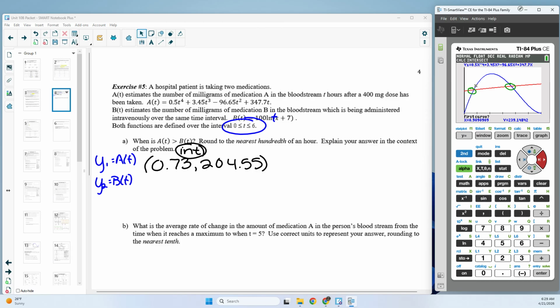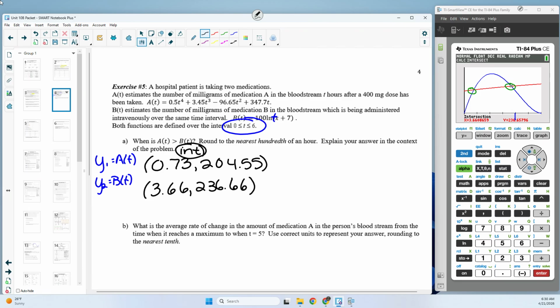I think that intersection is around X equals 4. So I can also press enter. Enter twice, and then on the guess, I can actually type in where I want to guess. I want to guess over at 4, and that will jump me over closer to that other intersection. So you can also use that guess feature and just type in a guess if you don't want to scroll. So I have 3.66, 236.66. So we know we want to be in between those 2 times.